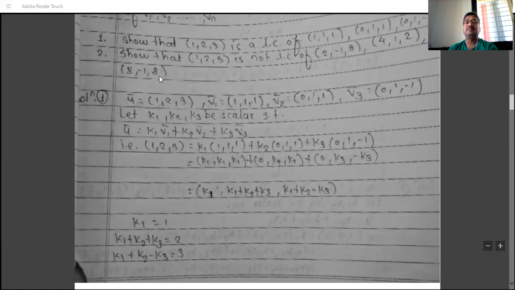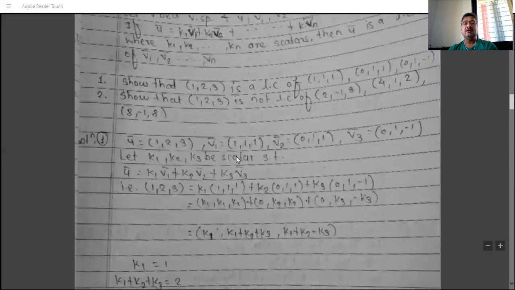That is the second problem. So in the first problem, we have the values of k1, k2, k3, some real numbers, but in the second problem we do not have such values. So let k1, k2, k3 be scalars such that u bar is equal to k1 v1 plus k2 v2 plus k3 v3. Then we have to solve this equation and find the values of k1, k2, k3. So this is called linear combination.